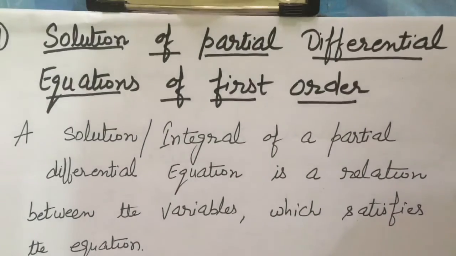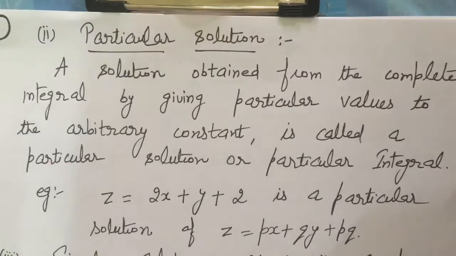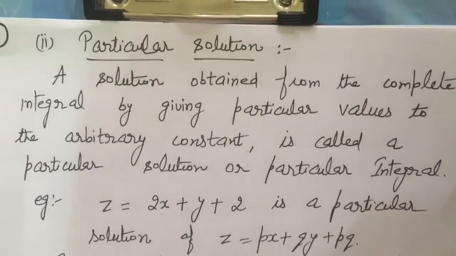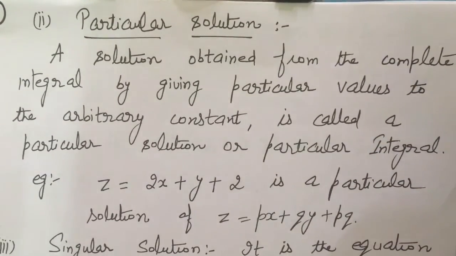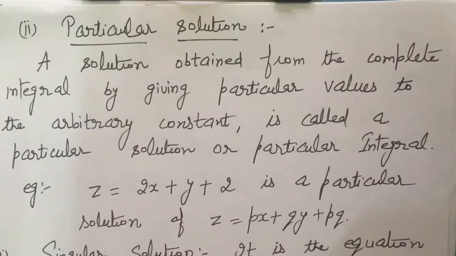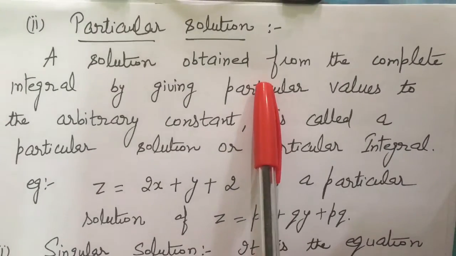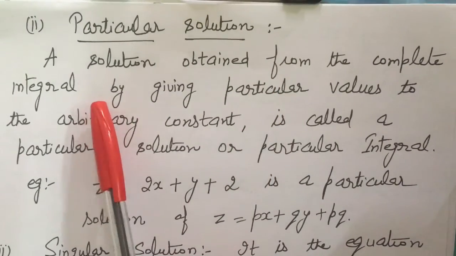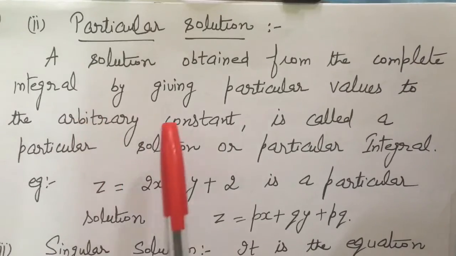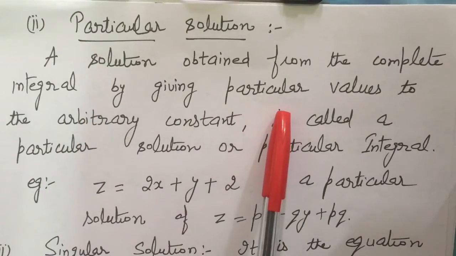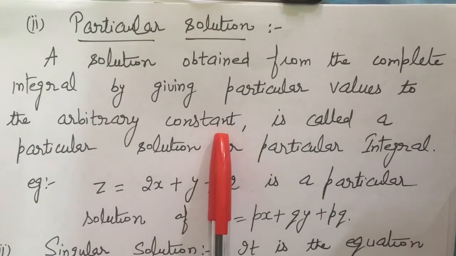Second type of the solution is particular solution. A particular solution is defined as that solution which is obtained from the complete solution or complete integral by giving some particular values to those arbitrary constants.